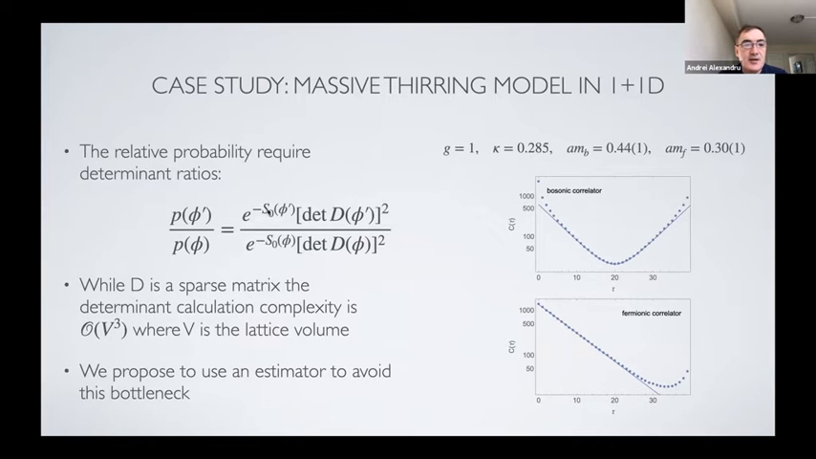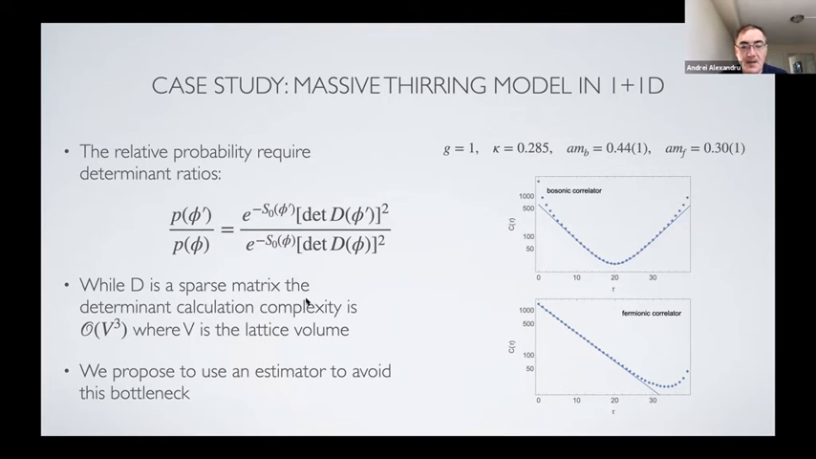I mentioned earlier on, we need to actually compute the ratio of probabilities for 2 configurations, the proposed one and the old one, using the full lattice action that involves the ratio of the determinants. Just to set the scale here, while D is actually a sparse matrix, so most of the entries in it are 0, still the calculation of the determinant is proportional to the cube of the volume of the lattice. So it increases very quickly. So for large volumes, this will become a significant bottleneck.